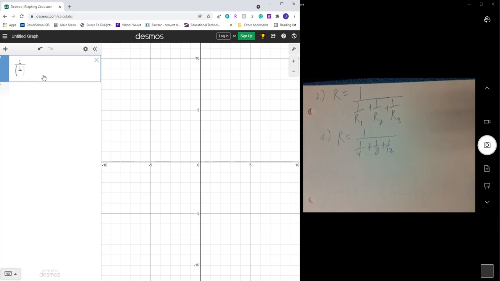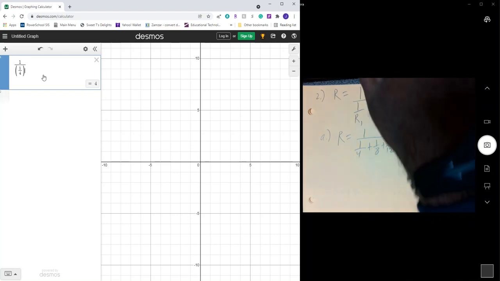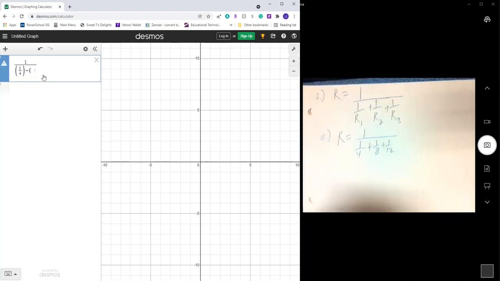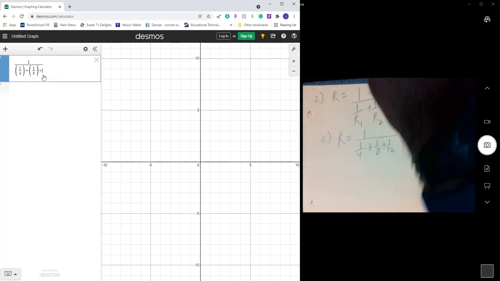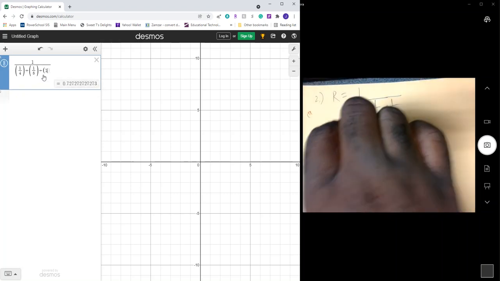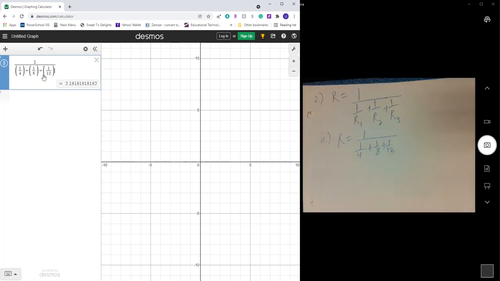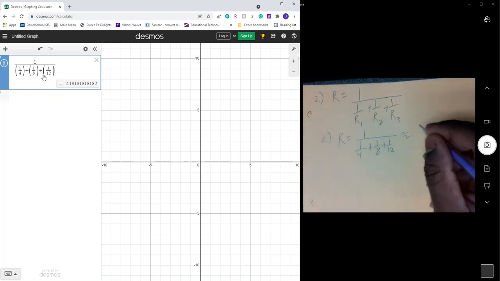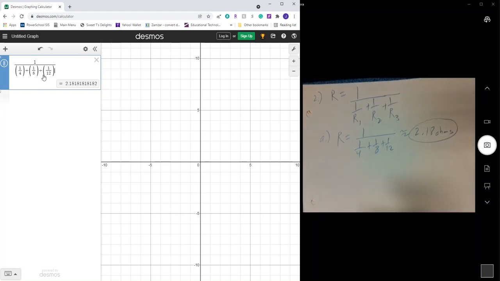So we could have 1 divided by 4, close that parenthesis, and then plus, and then another parenthesis, 1 divided by 8, close that parenthesis, plus, parenthesis, 1 divided by 12. Okay, and then what we would do is we would round this to 2 decimal places, and it'll be 2.18 ohms. And that is it for A. Now we move on to B.